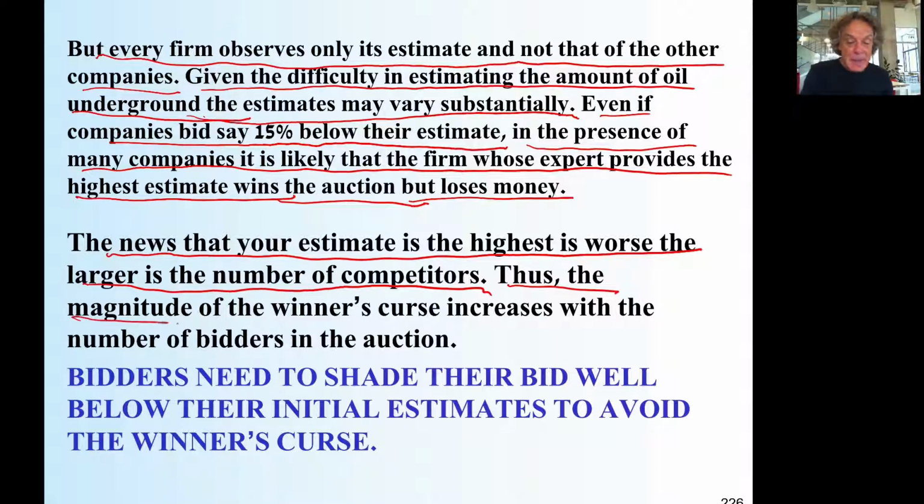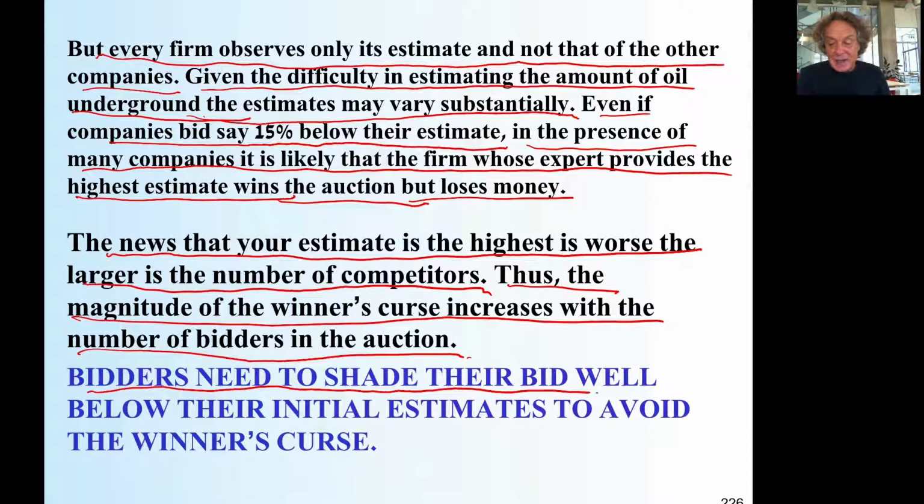Thus, the magnitude of the winner's curse increases with the number of bidders in the auction. Now, the conclusion. Bidders need to shade their bids well below their initial estimates to avoid the winner's curse. If you reduce it a lot, your chance of winning is much smaller, but if you win, you don't lose money. That's the conclusion.